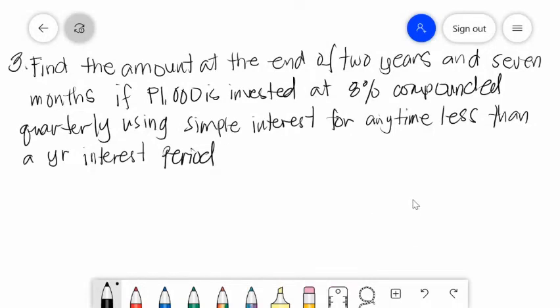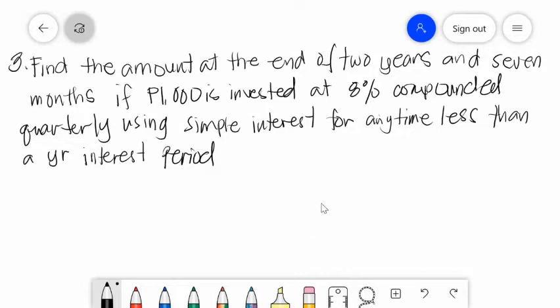So example number 3. Find the amount at the end of 2 years and 7 months if 1,000 pesos is invested at 8% compounded quarterly, using simple interest for any time less than a year interest period. So we will solve for the future amount of money in 2 years and 7 months.